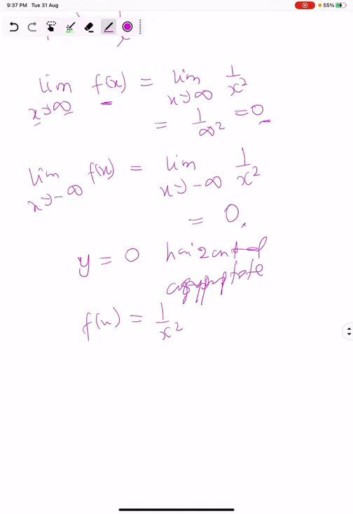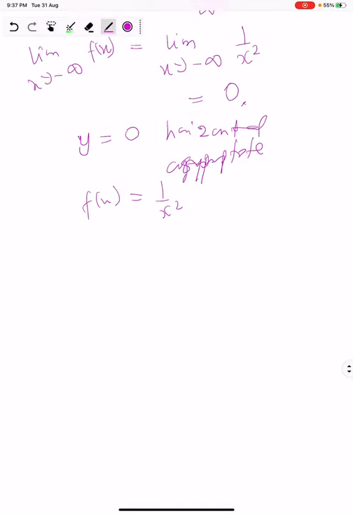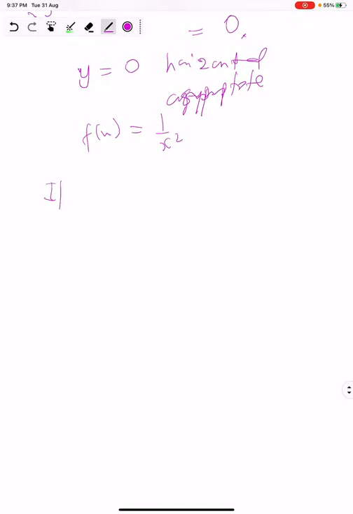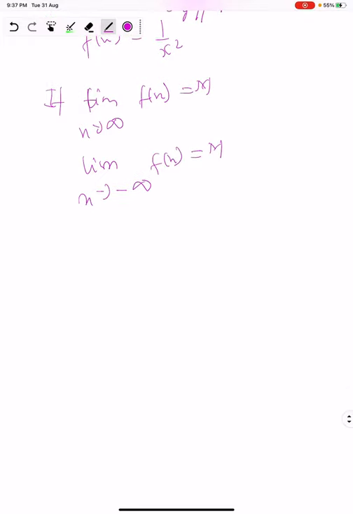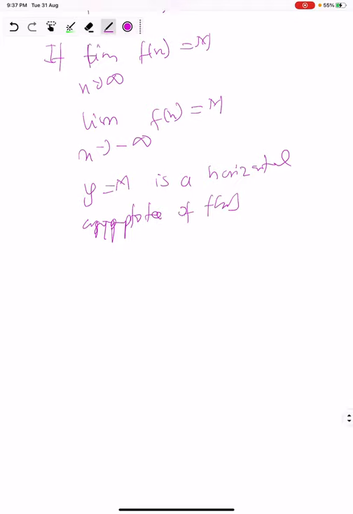All right, so what this means is, let's take note, if the limit as x approaches positive infinity of f of x is equal to m, or the limit as x approaches negative infinity of f of x is equal to m, then we say that the line y is equal to m is a horizontal asymptote of f of x. Okay, let's look at another example.